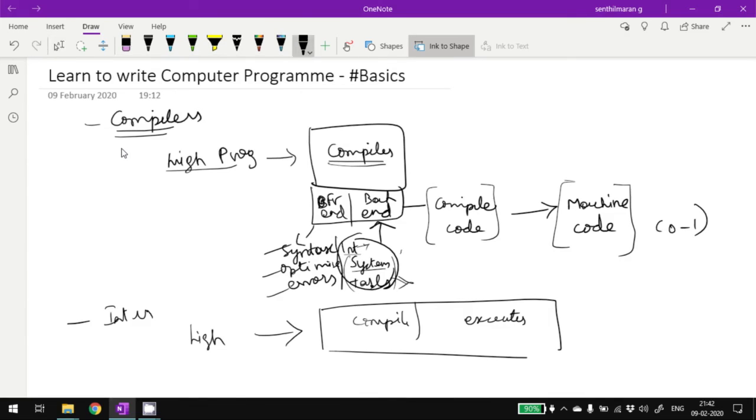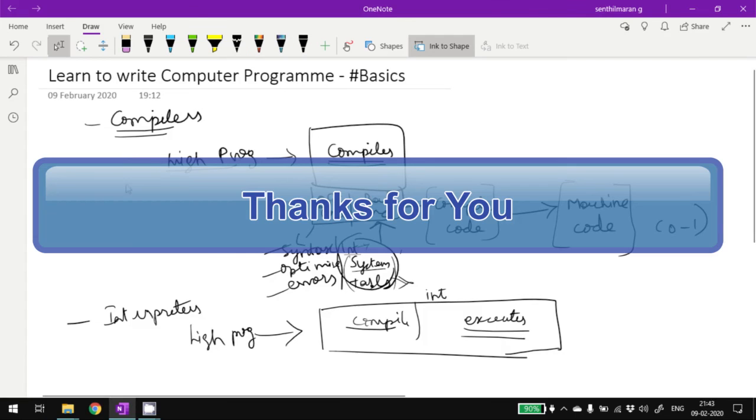The next concept is interpreters. Interpreters are similar to compilers. Here the high level programming language is fed into the interpreter, which internally compiles and executes the code at the same time. It doesn't wait for compiled code to be executed separately. So that's the interpreter. It is necessary to understand these basic concepts before going into any programming language.